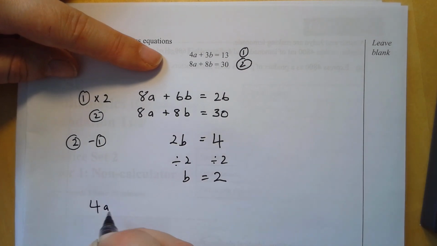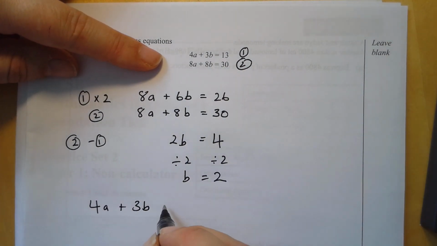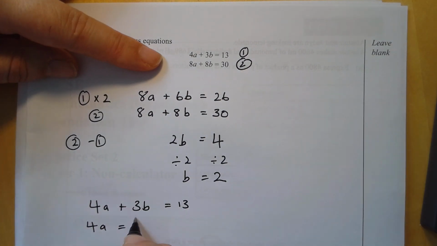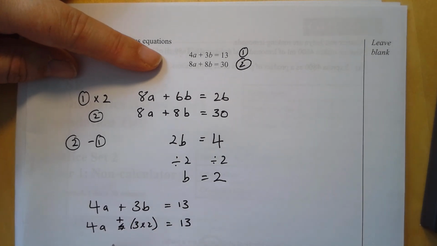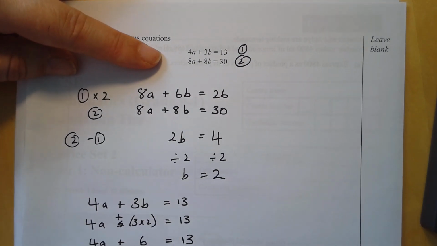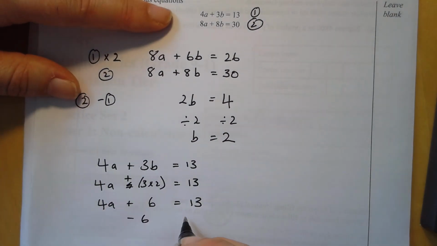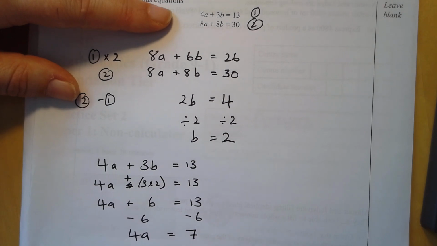I then have to substitute that back into one of these. I'm going to sub it into 4a plus 3b equals 13. b equals 2, so 4a plus 3 multiplied by 2 equals 13. 4a plus 6 equals 13. And then I'm going to subtract 6 from both sides. 4a equals 7, a equals 7 divided by 4. So a equals 7 divided by 4, b equals 2.